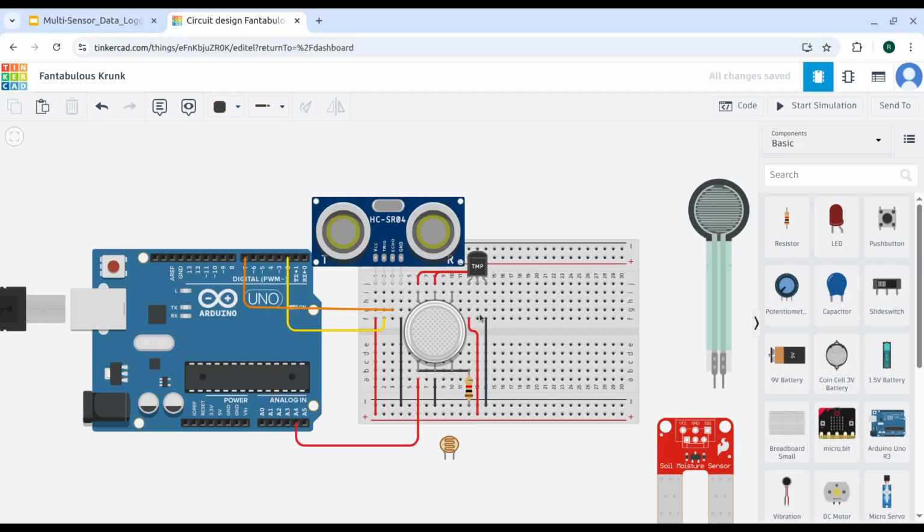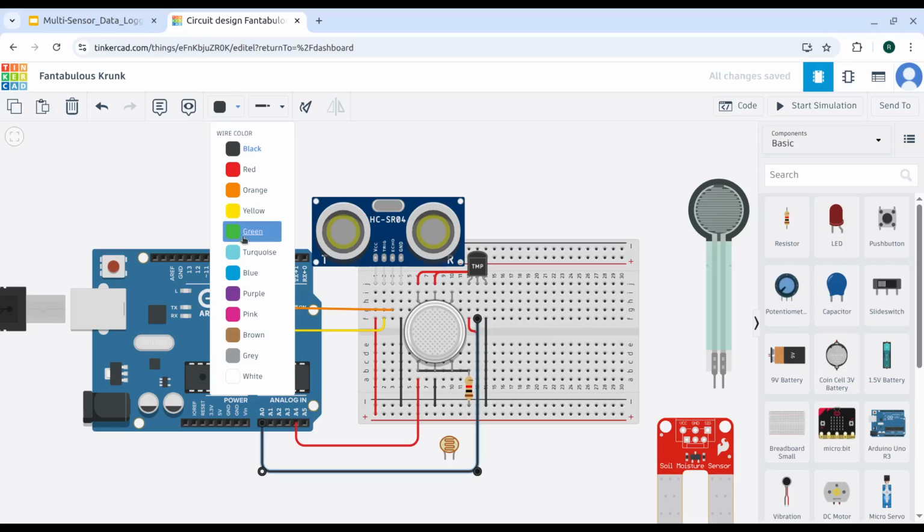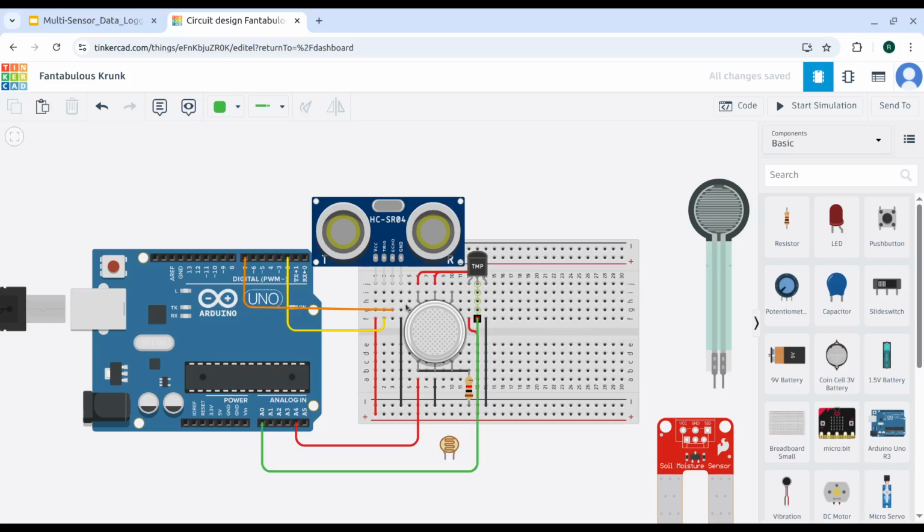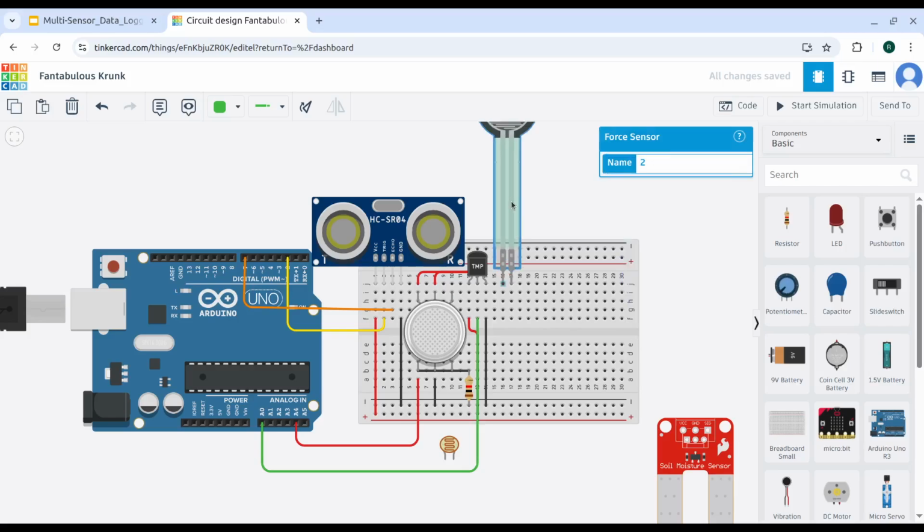Next, this pin, I am connecting this to the analog input. So A0. This is the A0. And I am changing the color to green. Yeah, this temperature sensor connection is over. So now we need to connect the force sensor. So I am placing this to here.